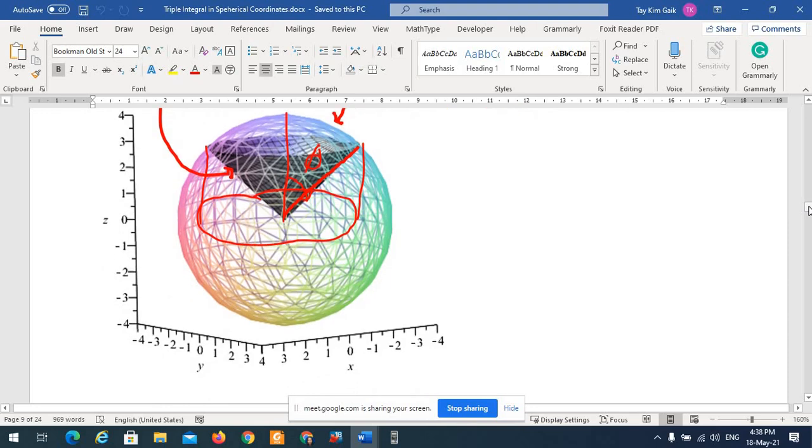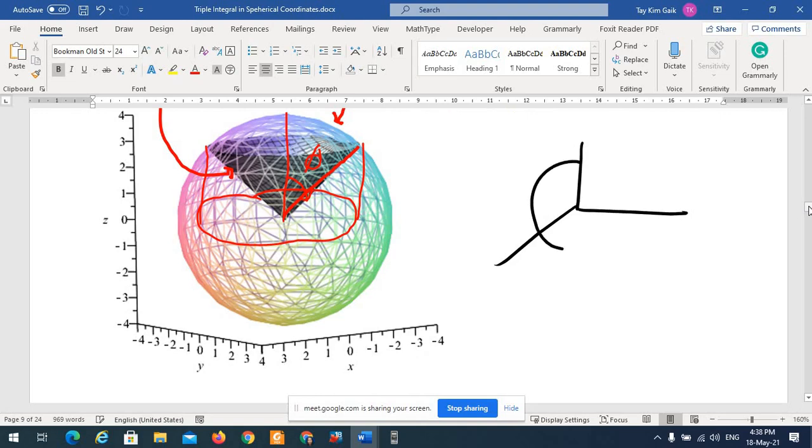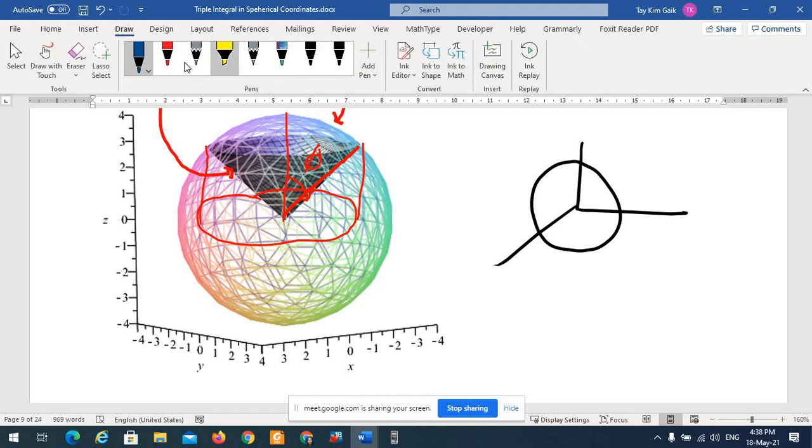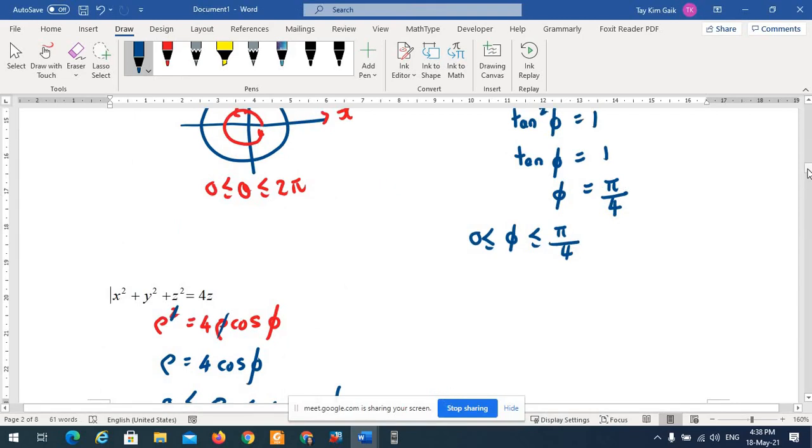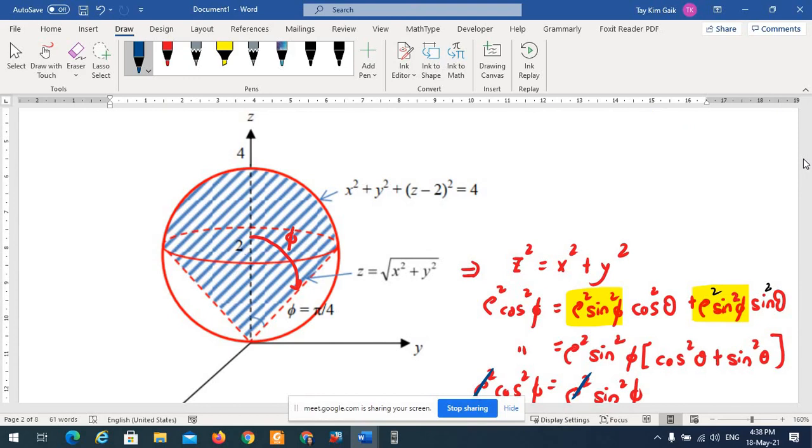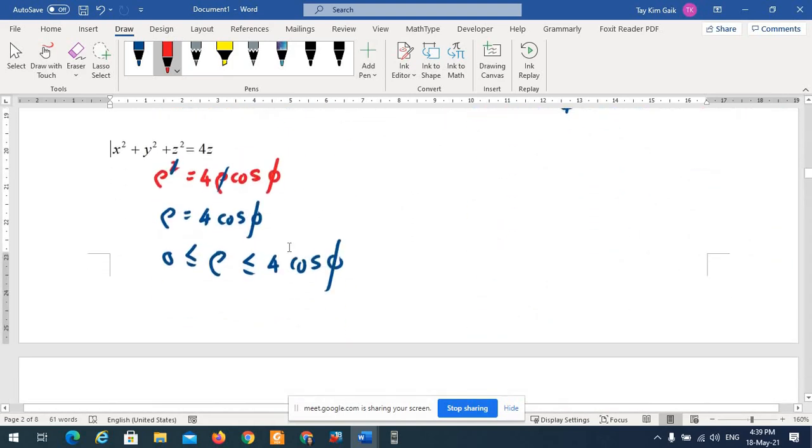Because here, your sphere looks like this one. So your rho is here. This is rho. Now this one: your sphere is actually shifted up 2 units, so your rho runs from the origin, where rho is 0, until it touches the sphere equation x squared plus y squared plus z squared equals 4z. Solving the sphere equation, you get rho is actually 4 cos phi.